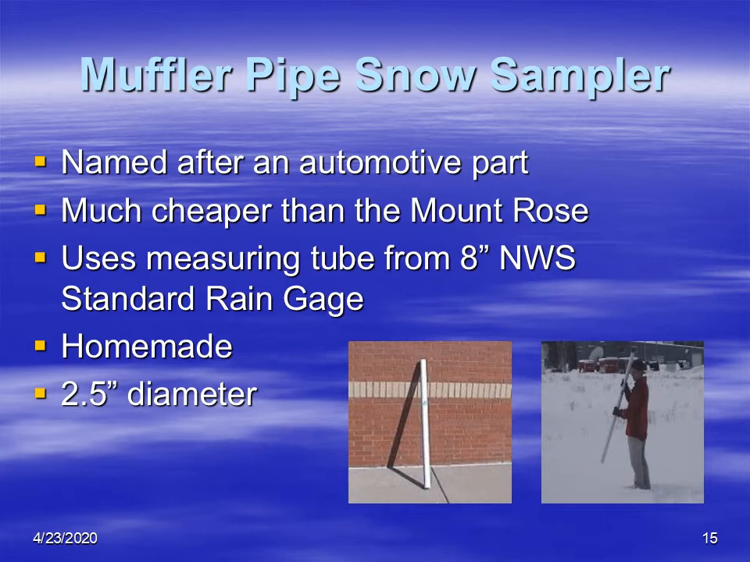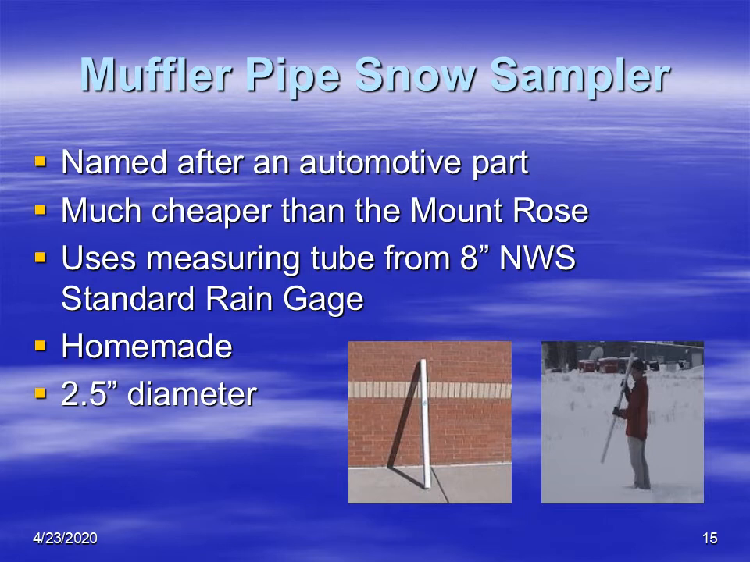This, you go down to Midas or go down to Walmart, get a nice straight section of muffler pipe, and then cut the end of it so that it's very jagged so that it can go down through the snow. This is used at some National Weather Services. Believe it or not, the internal diameter of a muffler pipe is the same as a measuring tube from an 8-inch rain gauge, believe it or not.